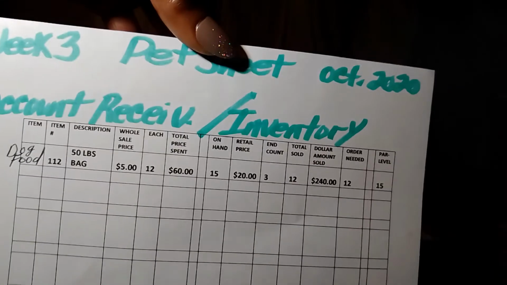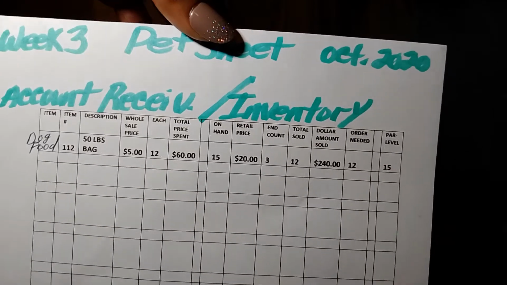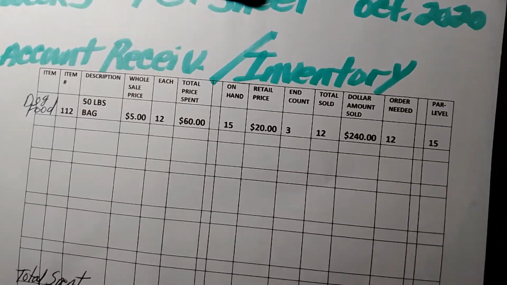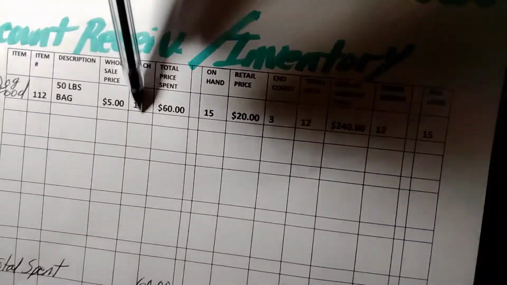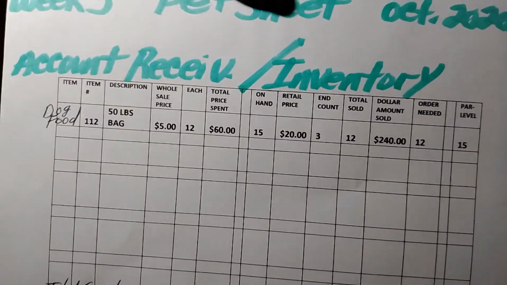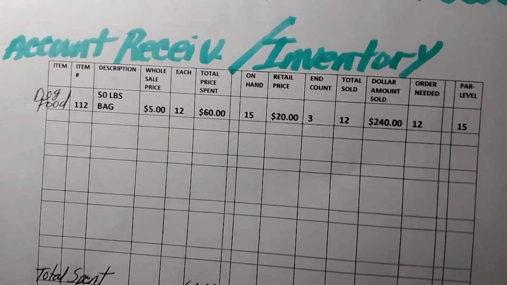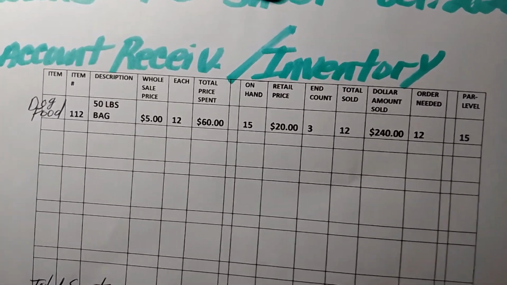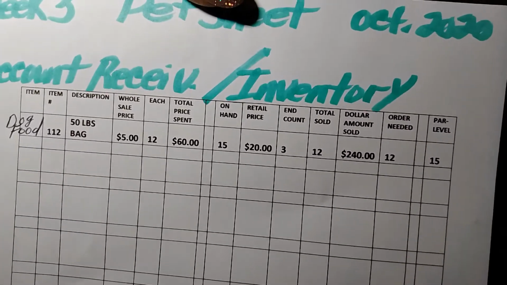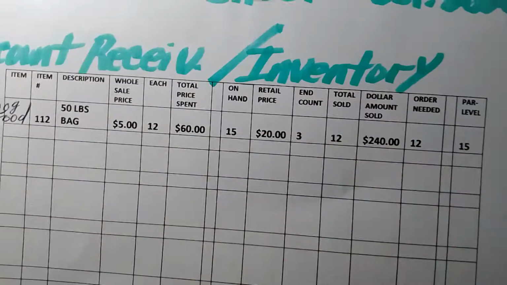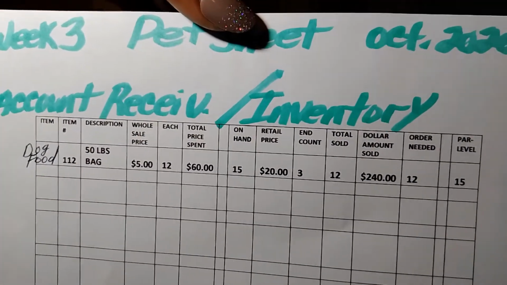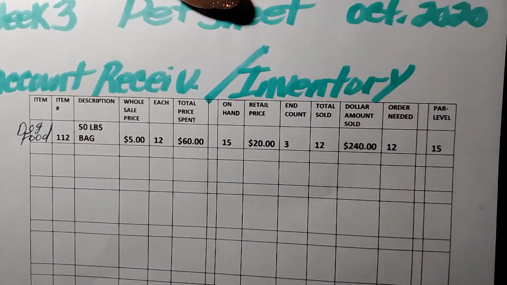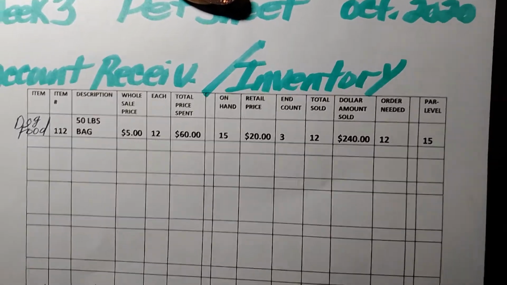Then let's do the pet sheet. You have the pet sheet, and you did order dog food, and you ordered 12 of them, you see, because that's on the invoice. And it costs $60 for the dog food. So remember, everything that we are putting in the accounts receivable is what we just received from the truck. Okay?